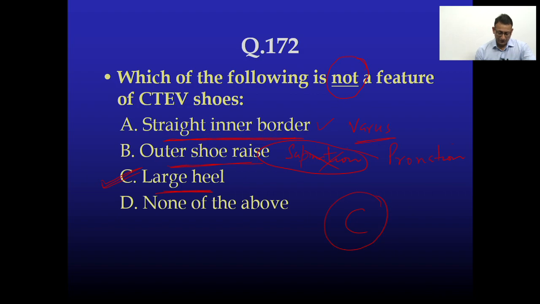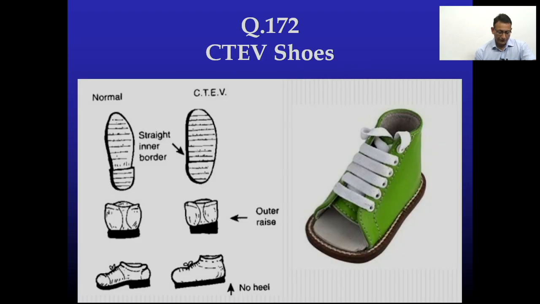Have a look at the pictures of the CTEV shoes. If you see, this is a normal shoe, and this is the one which is used in CTEV patients. You can see the inner border is straight as compared to the normal shoe where it is a little bit curved, and in CTEV shoes we have given the outer heel raise.